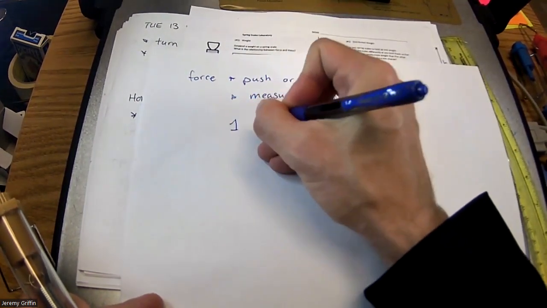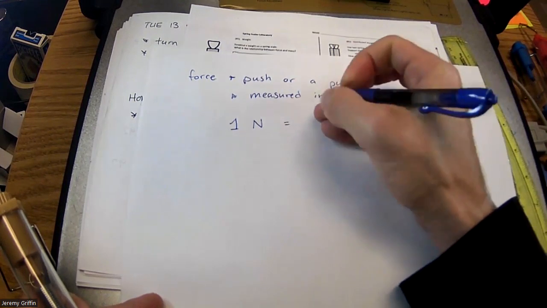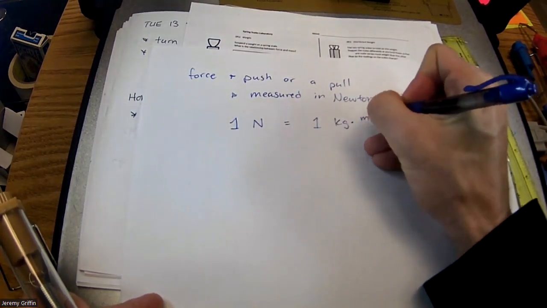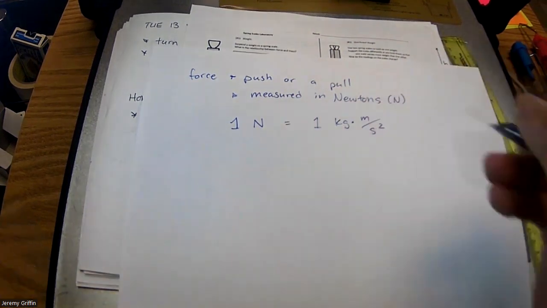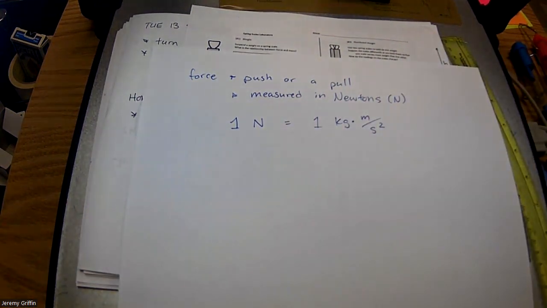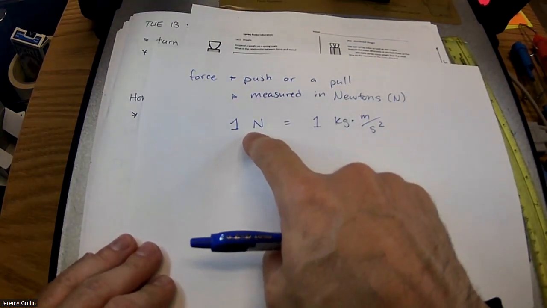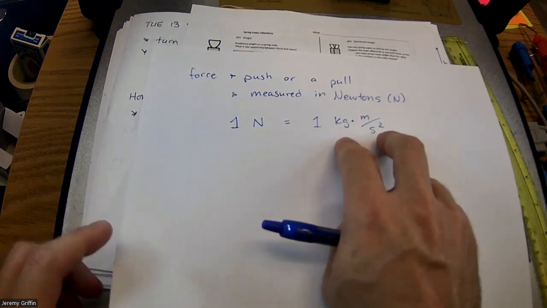And what is 1 Newton? 1 Newton is a composite unit. It's the same thing as 1 kilogram meter per second squared. Now that might look a little convoluted. Why is it that when you push or pull on something, you could quantify it in a unit that breaks down into this?